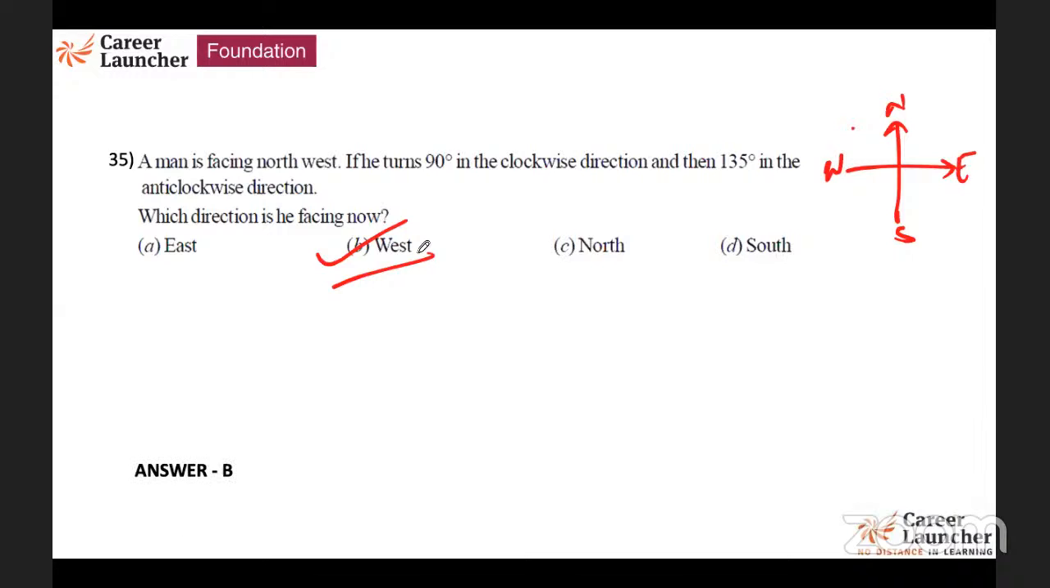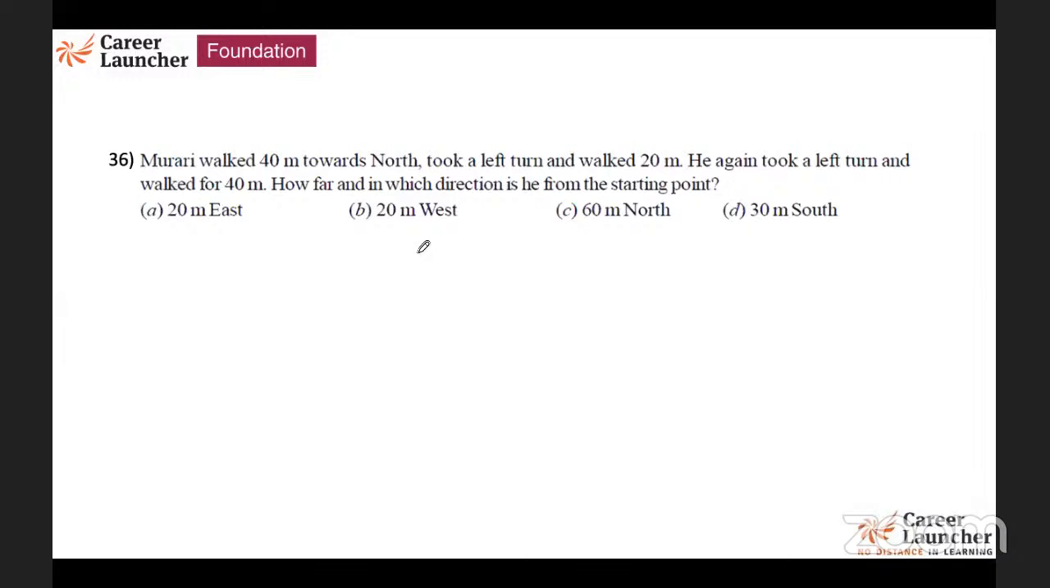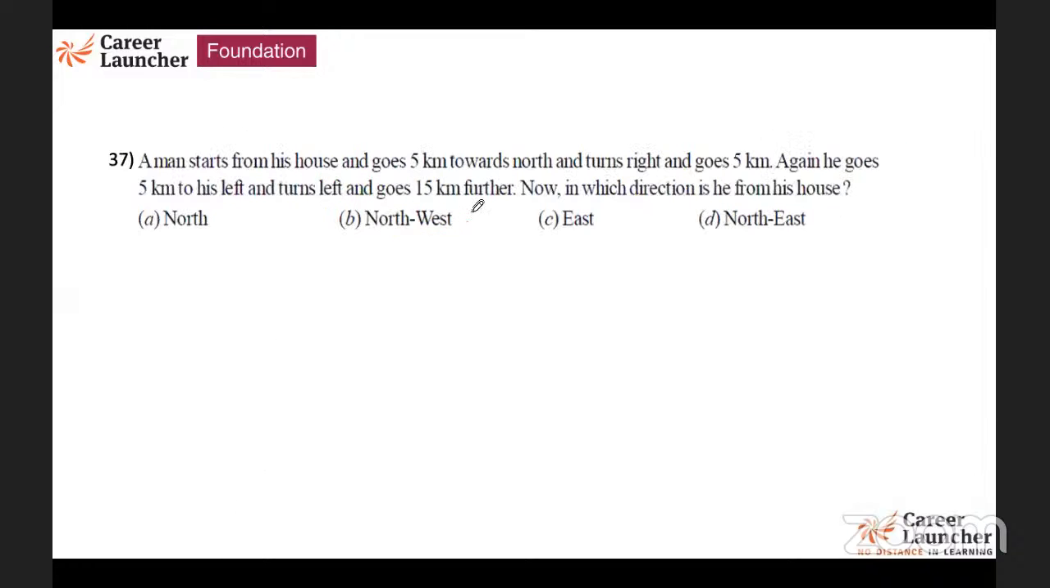Again, I'll not waste too much time on these kinds of questions. This is an easy question. I'll just solve it for you. Murari walked 40 meters north, then took a left turn and walked 20 meters. He again took a left turn and walked 40 meters. How far is he? This is 20 meters, from here to here, his final position. This is the original position. Which direction is he from the starting point? He is on the west side. 20 meters west is the answer. Simple.